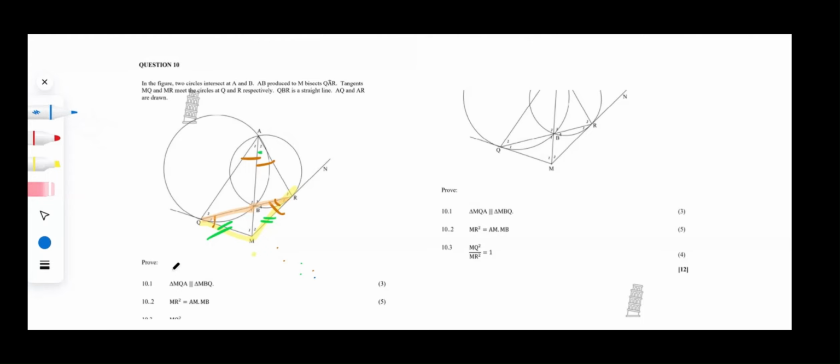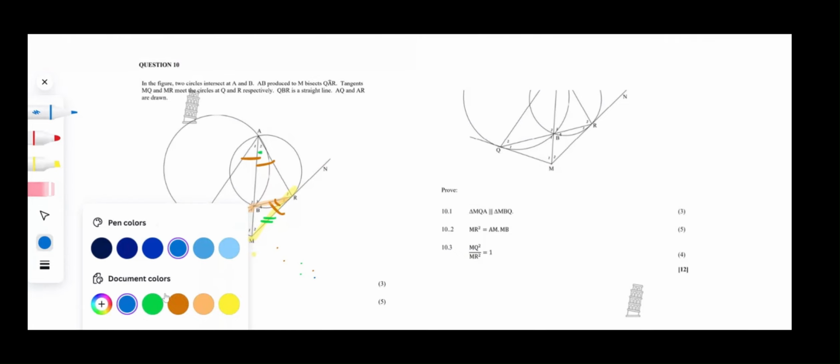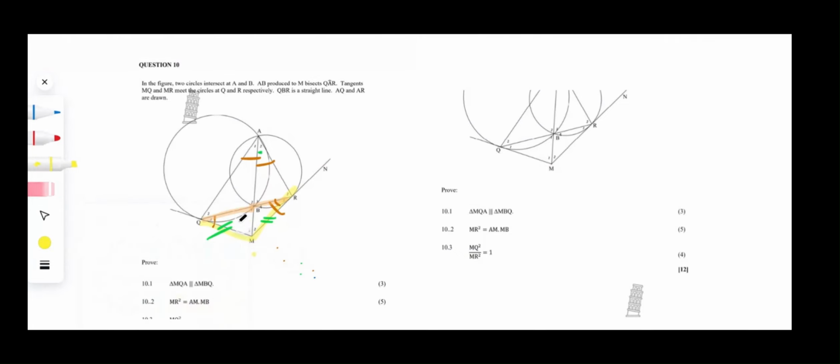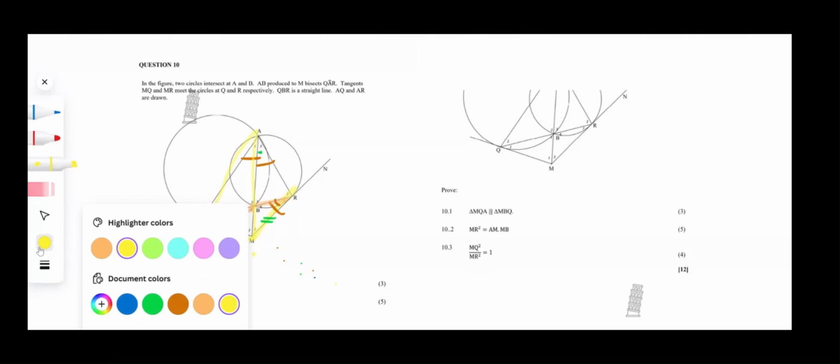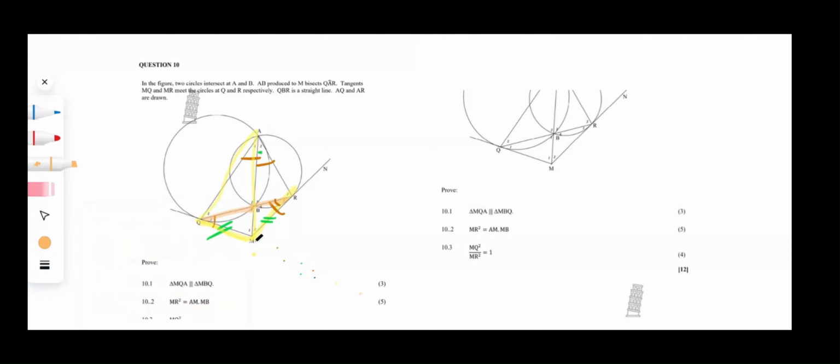The very first thing that you want to do is identify if M is equal to M. So is M in MQA equal to M in MBQ? There are a few questions that you have to ask yourself. Before continuing on with that, I'm just going to highlight the two triangles that we are currently working with. MQA would be this triangle over here, and MBQ is the orange triangle here.